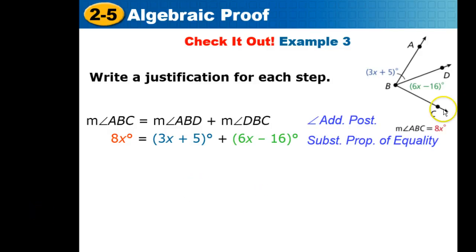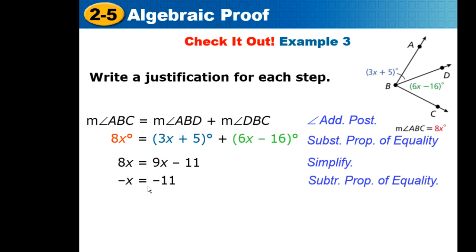I know it's kind of small, but they told you over here that the big angle was 8x, and that's why we substituted that in over here. Simplifying by combining like terms, we get 9x minus 11 on the right side equals 8x. Subtracting 9x from both sides, we call that the subtraction property of equality. We get negative x equals negative 11. Dividing by negative 1, we get x equals 11.